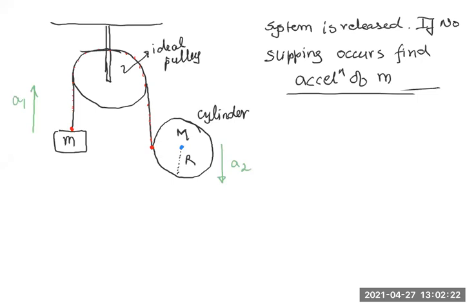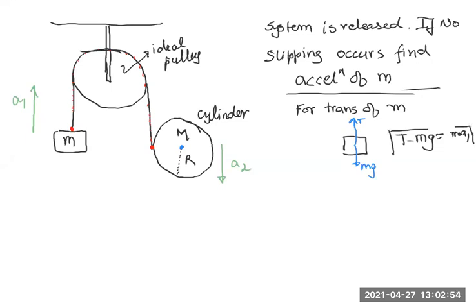Okay. So if we talk about the translation of M, right, that is tension T upwards, mg downwards. Therefore, we must have T minus mg is equal to ma1. Right? Take equation.